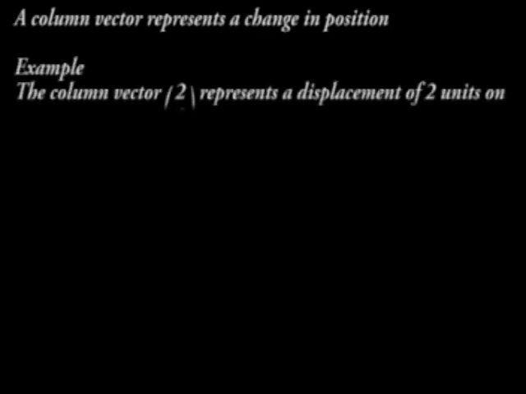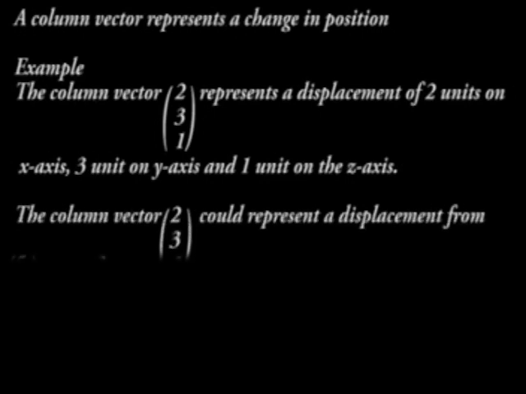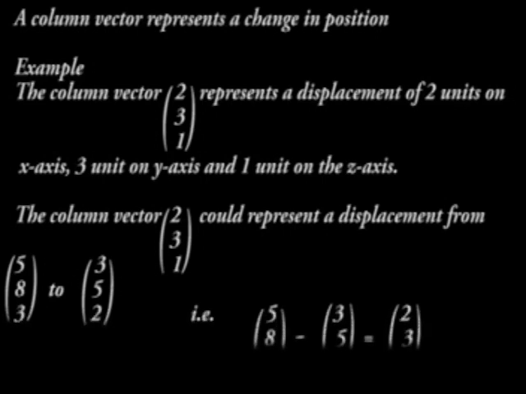Column and position vectors. A column vector represents a change in position or displacement. For example, the column vector (2, 3, 1) represents a displacement of 2 units on the x-axis, 3 units on the y-axis, and 1 unit on the z-axis. The column vector (2, 3, 1) could represent a displacement from (5, 8, 3) to (3, 5, 2), that is (5, 8, 3) minus (3, 5, 2), which gives us (2, 3, 1).